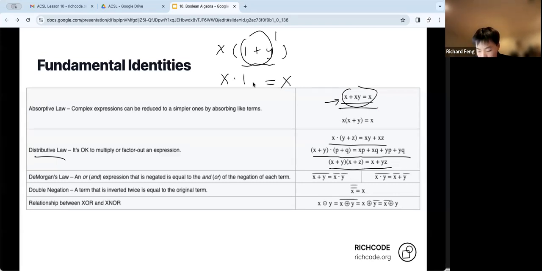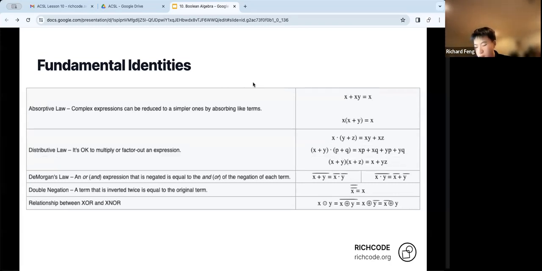And then for the next one, we can distribute the terms on the left. So we have x and x. X and x is just x. So we have x plus xy. So this is actually the same. These two are actually equivalent. So this one is harder to understand. Does anyone have any questions?